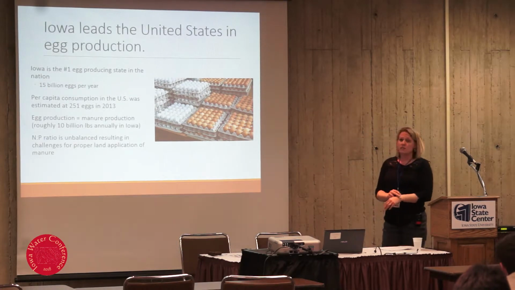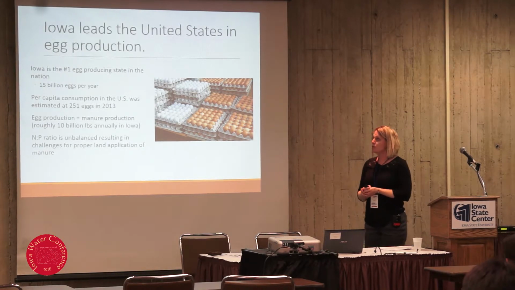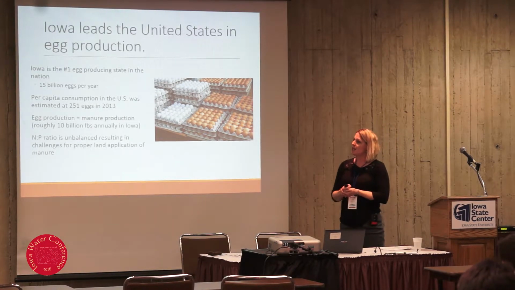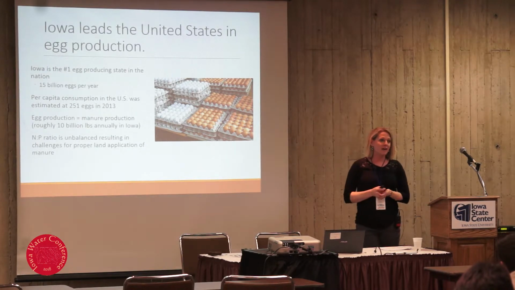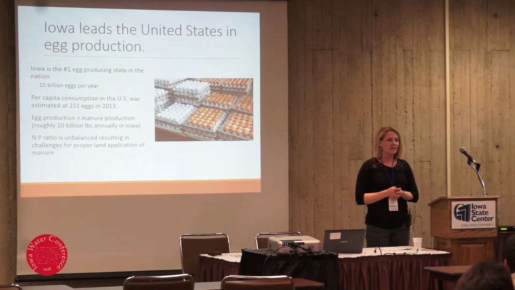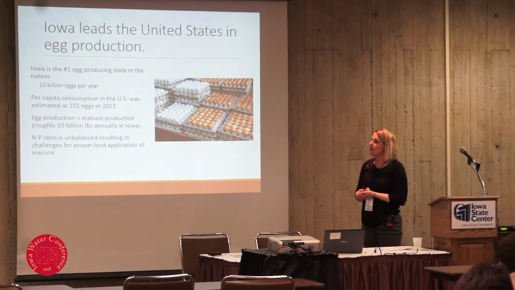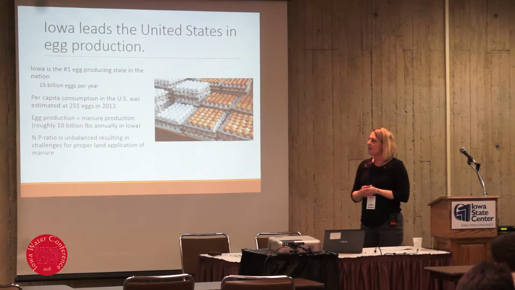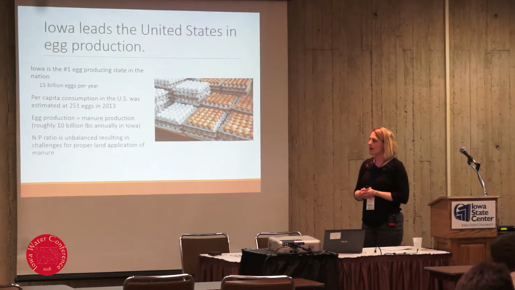So Iowa leads the United States in egg production. We're the #1 producing state in the nation with 15 billion eggs produced per year. And fun fact, 251 eggs are the estimated per capita consumption in 2013. Eggs are an excellent source of protein and often one of the much lower cost sources of protein. But egg production also means manure production. And roughly about 10 billion pounds are produced annually across the state of Iowa.